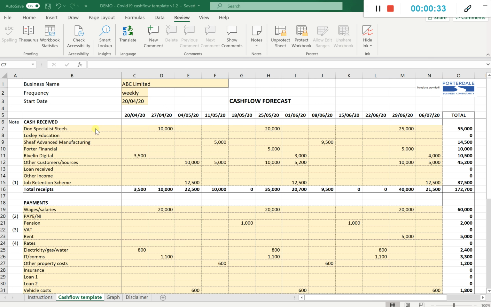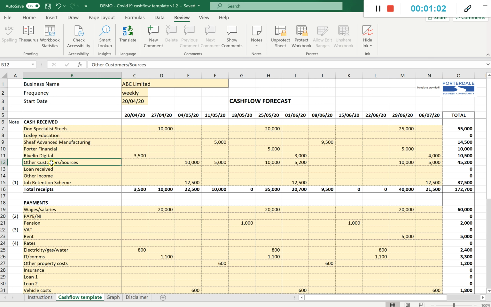Looking down the left hand side, we've put some customer names in with Don Specialist Steels, Locksley Education, etc. Now these might be off your ledger that you have in your financial system, or you may just know them offhand. Pull out the key ones here. These are just the biggest customers that you've got, and then the rest go in this other customers or sources.